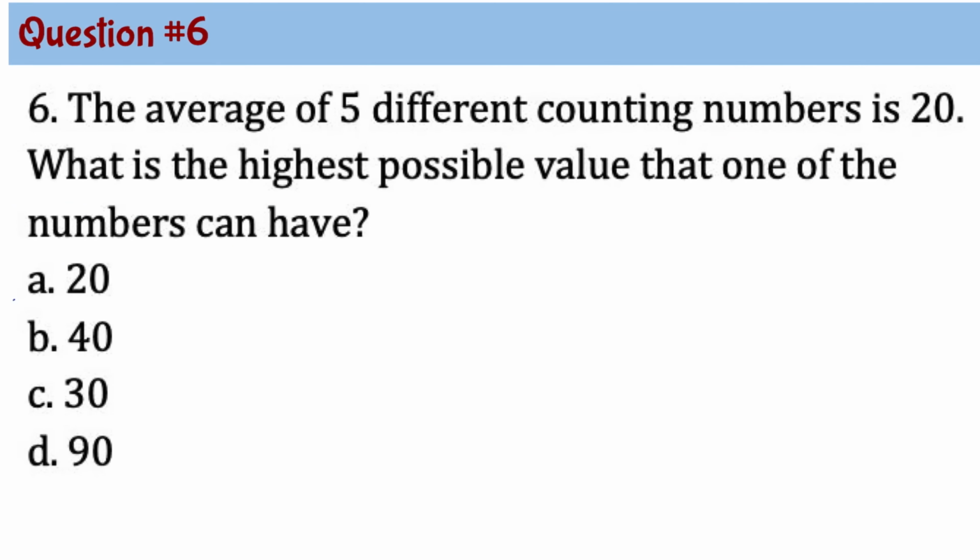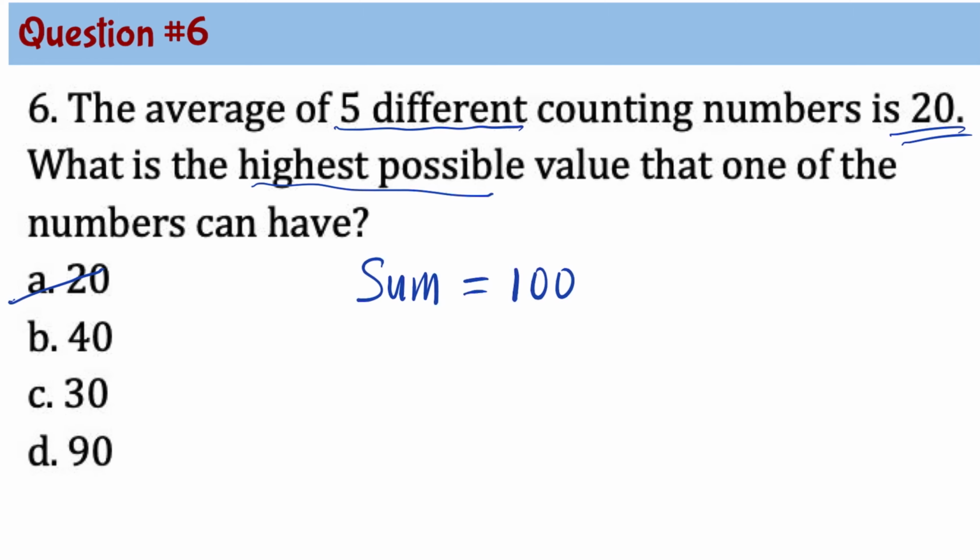Question number 6. The average of 5 different counting numbers is 20. What's the highest possible value that one of the numbers can have? Since there are 5 different numbers and the average is 20, that means the sum here is 100. Now, which of the choices do you think we can eliminate? A, right? Because for that to be 20, there should be 5 numbers that are 20. And here it says 5 different numbers, so it can never be A.